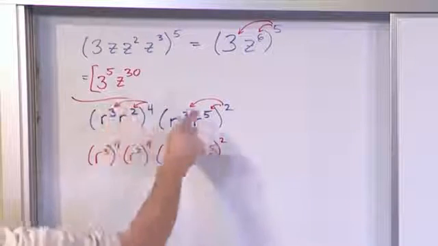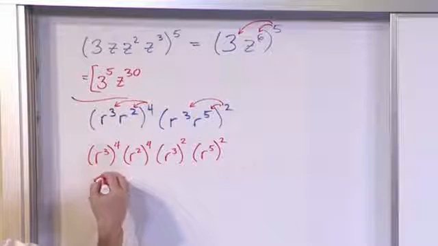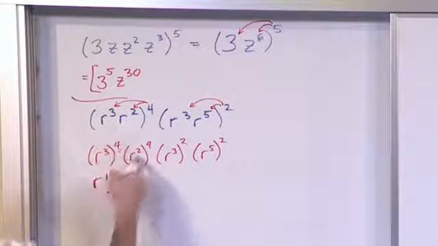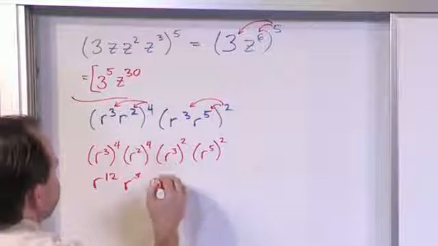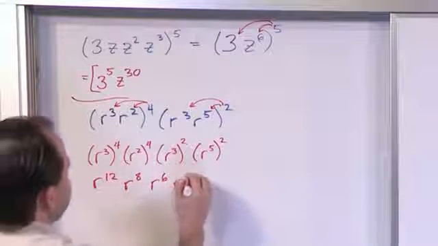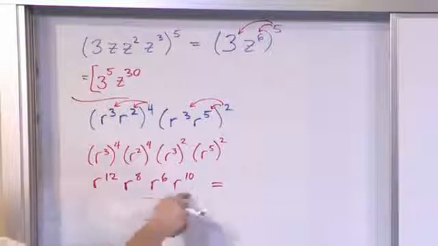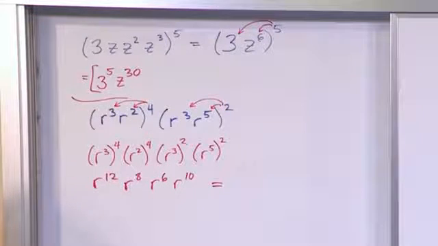So basically you apply the exponent to everything. Here we have r to the 12th because 3 times 4 is 12. Here we have r to the 8th because 2 times 4 is 8. Here we have r to the 6th, and here we have r to the 10th. Now look, I have r's everywhere with different exponents. I can add these guys together.